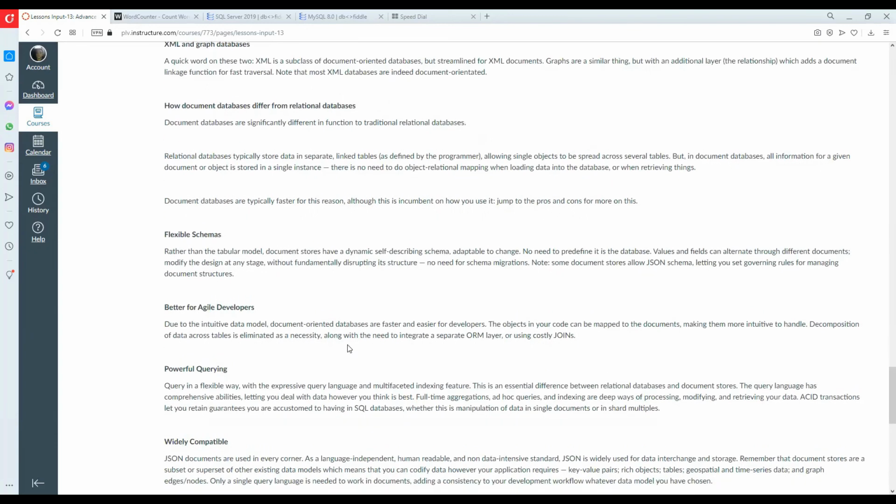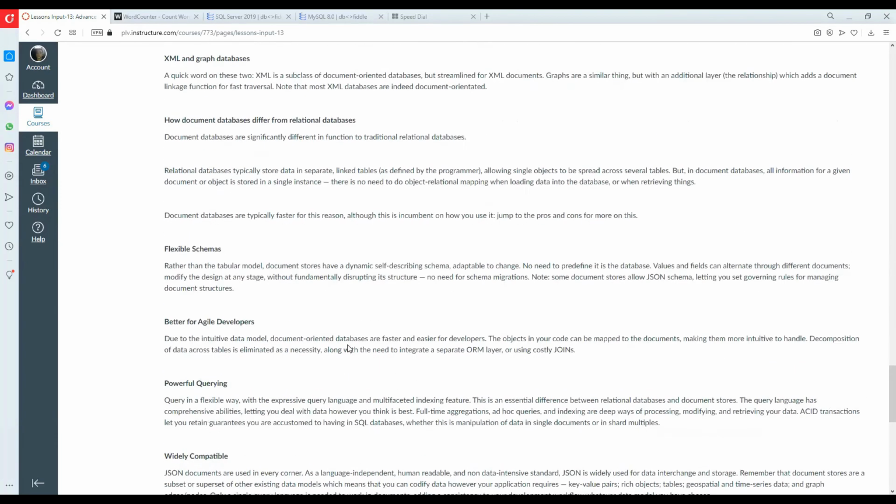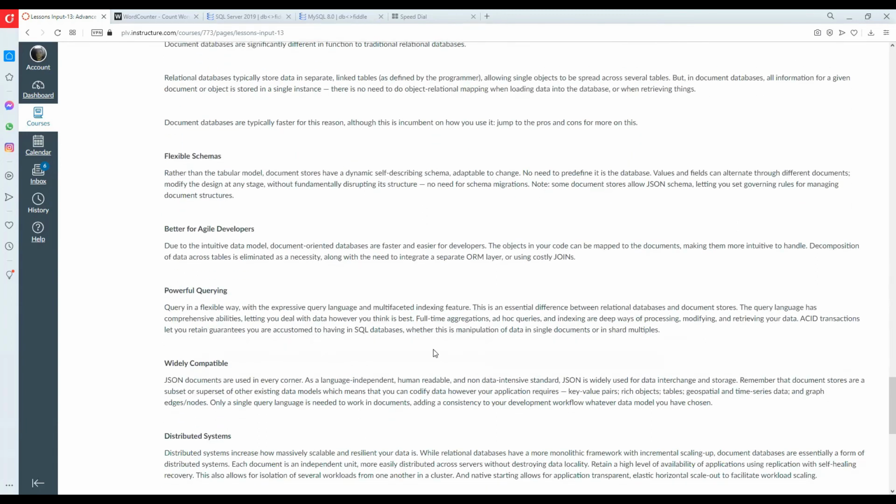These are the pros, or the advantages, of document databases. Flexible schemas. Rather than the tabular model, document stores have a dynamic, self-describing schema adaptable to change. No need to predefine it in the database. Values and fields can alternate through different documents. We can modify the design at any stage without fundamentally disrupting the structure.